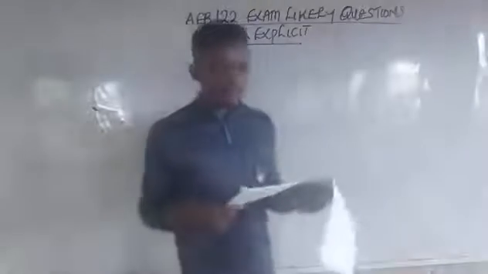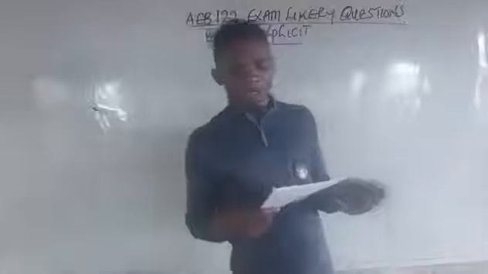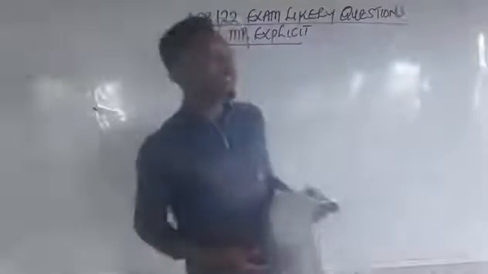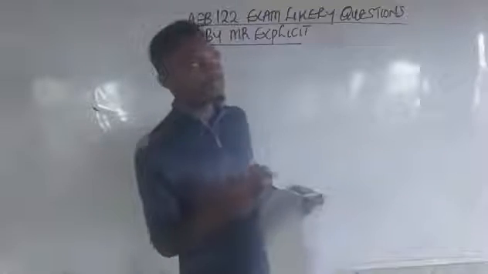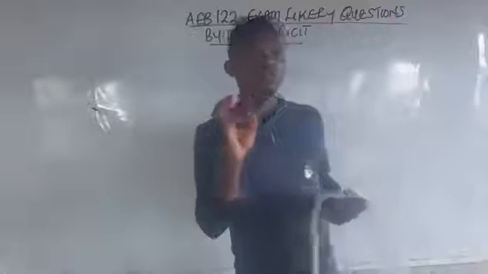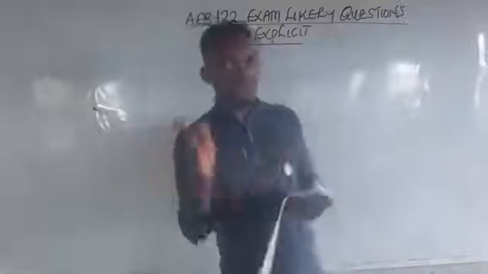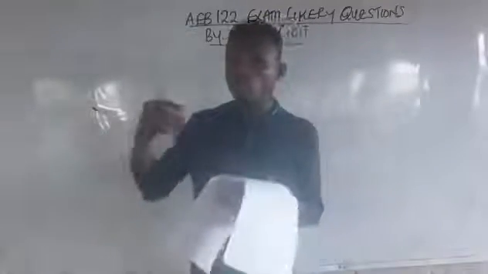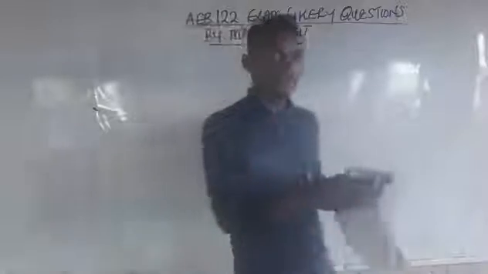Number 19 says, the study of organismal interactions with the environment is known as what? Of course, you know this: ecology. Ecology is from the Greek word oikos, which means household or environment. The logy is study. The study of an organism in relation to its environment is called ecology. That is for that.